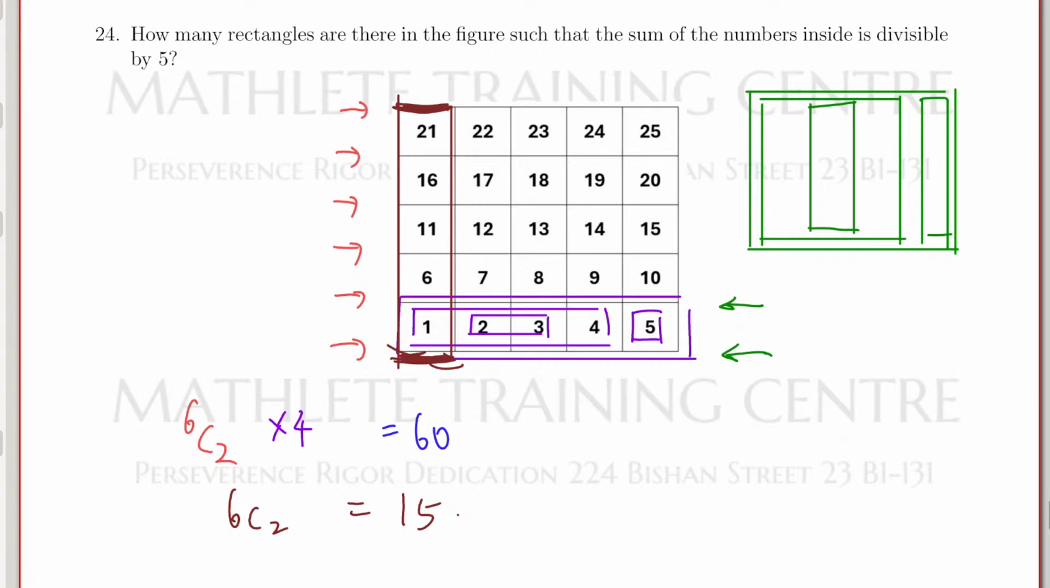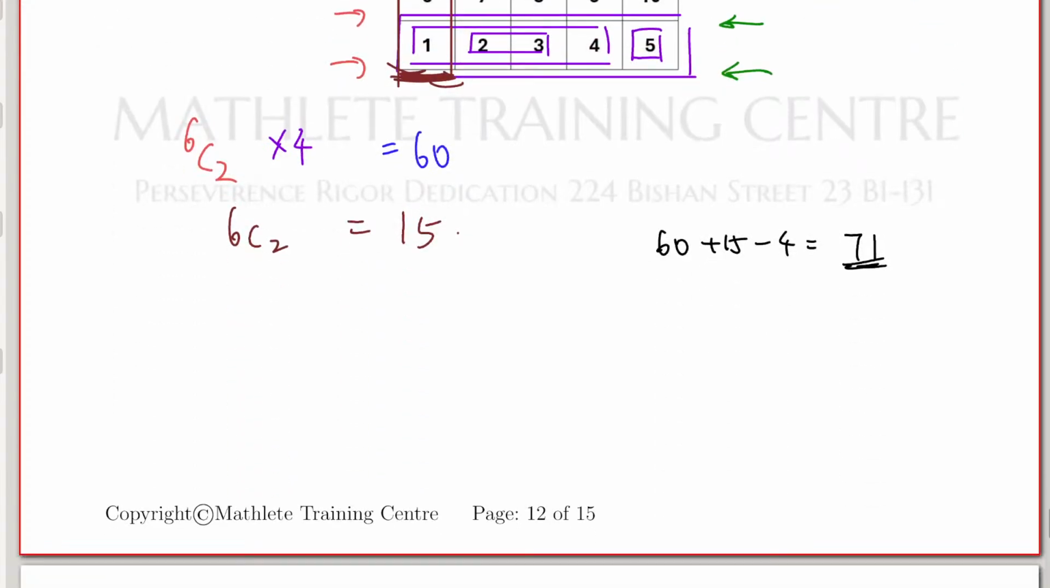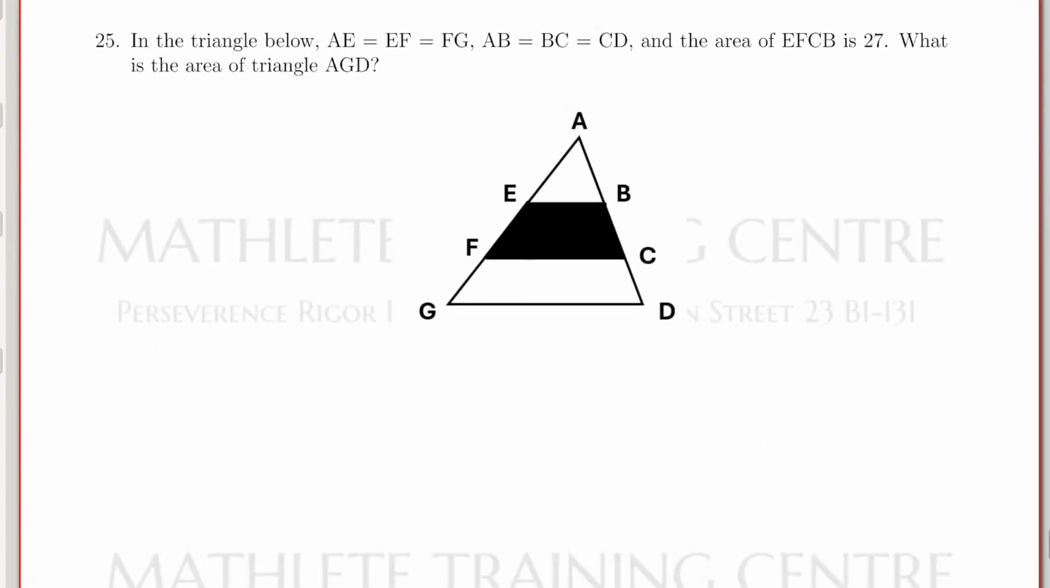So we need to remove these 4 possibilities, right? So the answer will be equals to 60 plus 15 minus 4, that's equals to 71. Okay, and that's the answer for this question. Okay, 6 questions left over. Let me move on to question number 25.